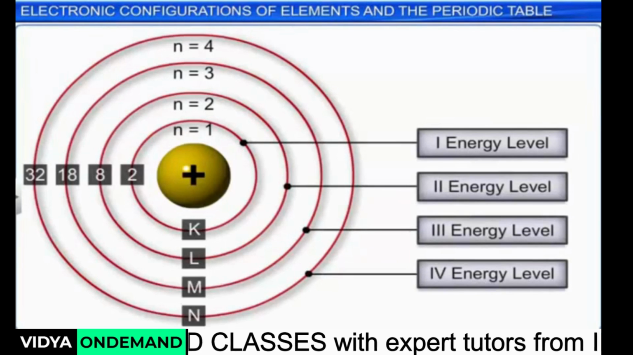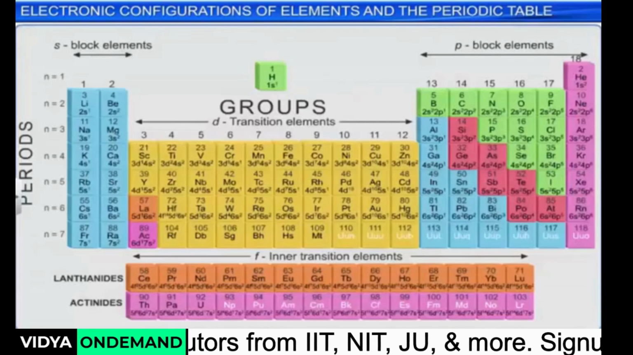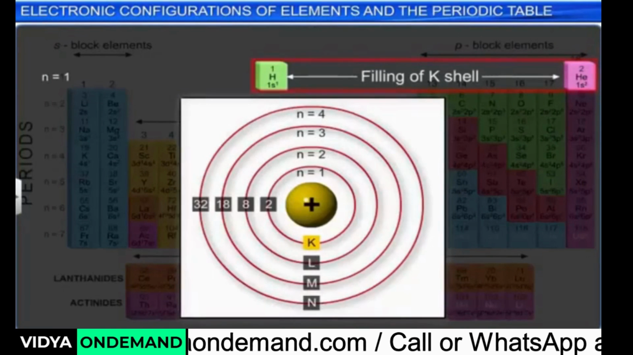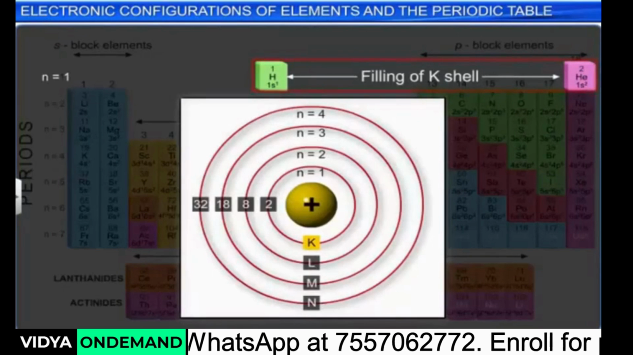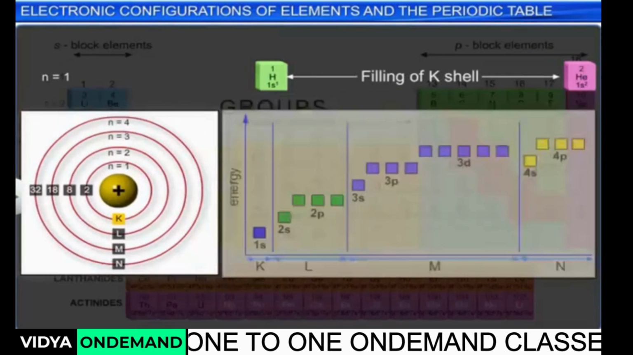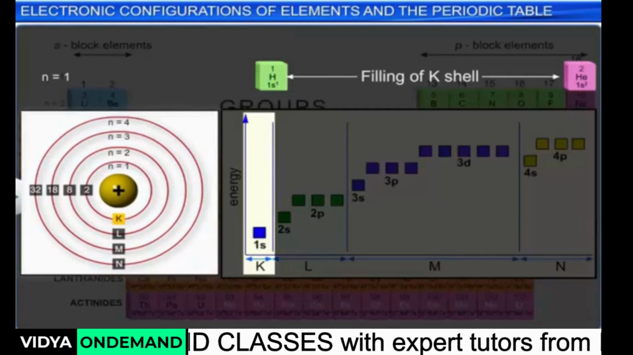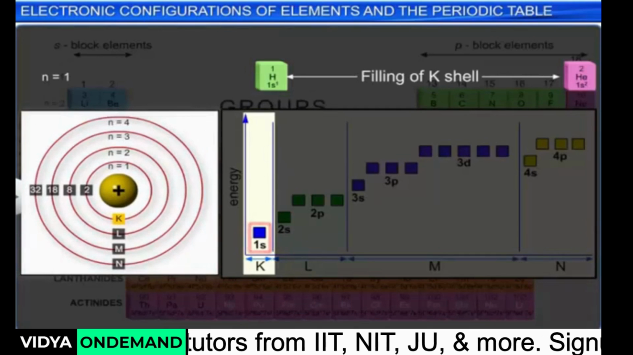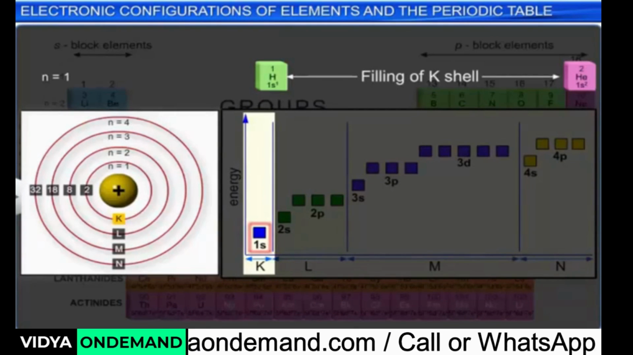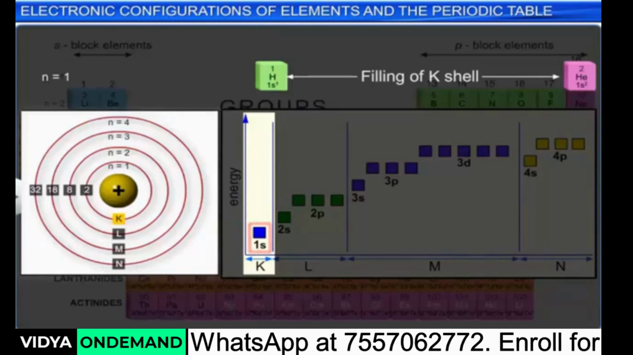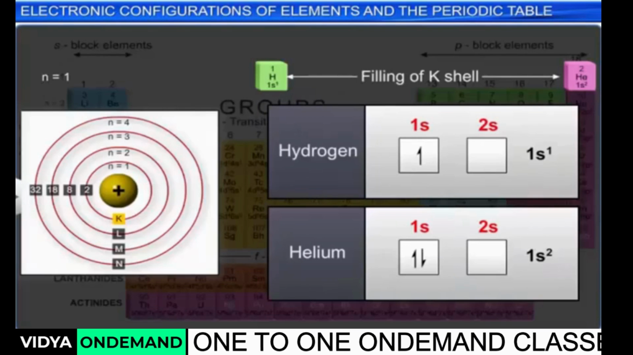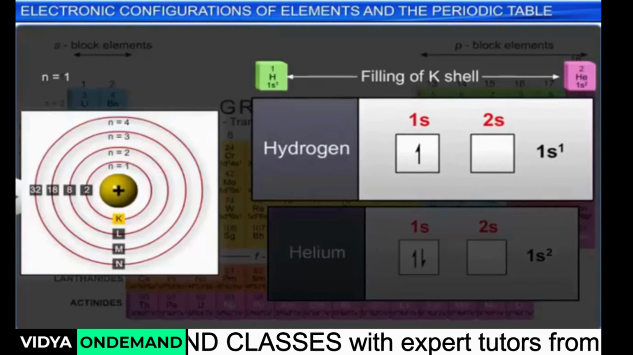For example, the first period corresponds to the filling of electrons in the first energy shell or K shell, where n equals 1. Since this energy shell has only one orbital, 1s, it can accept a maximum of 2 electrons. Therefore, the first period has only 2 elements, hydrogen 1s1 and helium 1s2.